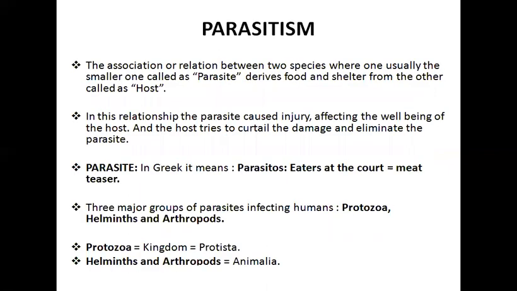Coming to parasitism, this association is between two species where one is usually smaller, called the parasite, which derives food and shelter from the other, which is called the host. In this relationship, the parasite causes injury, affecting the well-being of the host, and the host tries to curtail the damage and eliminate the parasite. Parasite in Greek means parasitos, which is eaters at the court, that is meat teasers. Three major groups of parasites infecting humans are protozoa, helminths, and arthropods.